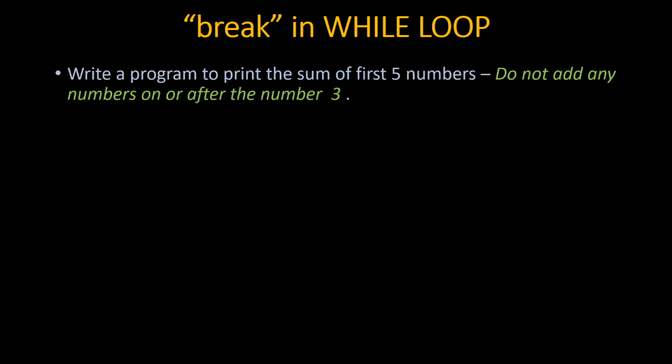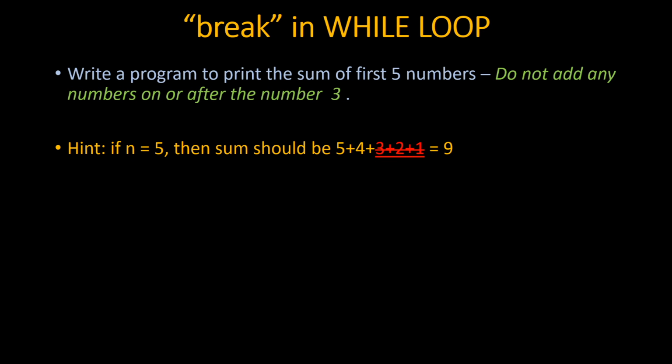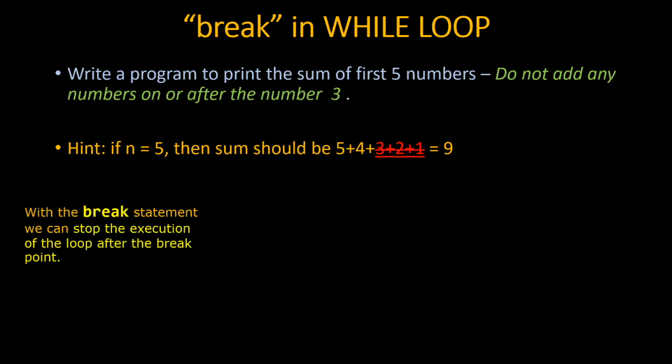Break statement in while loop. So let's consider a small example. It says write a Python program to print the sum of the first 5 numbers, but do not add any number on or after the number 3. So for that, let's take a look at our hint. The hint says if n is equal to 5, then the sum should be 5 plus 4, which is 9. So what is the break statement? With the break statement, we can stop the execution of the loop after the break point.